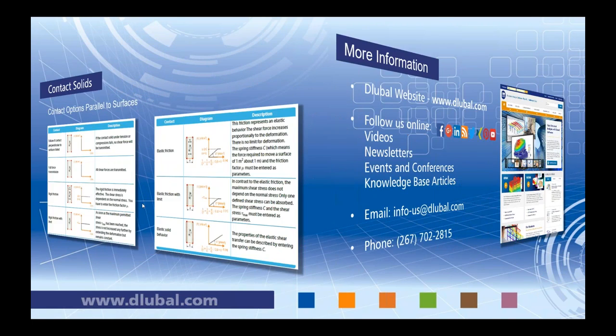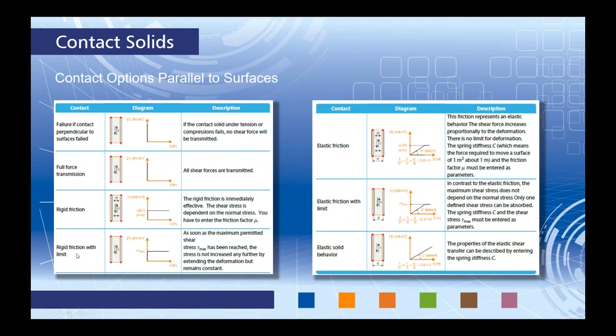The fourth option, rigid friction with a limit, same type of concept. However, we're no longer given the option for a friction coefficient factor, but rather a tau max. So what this is saying is that we will have full force transmission between the two surfaces up until a certain value, tau max. At that point, then we'll lose that contact and you won't see the increase of any more of those shear forces or stresses.